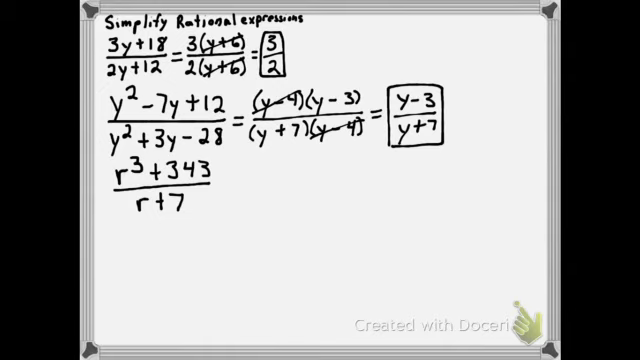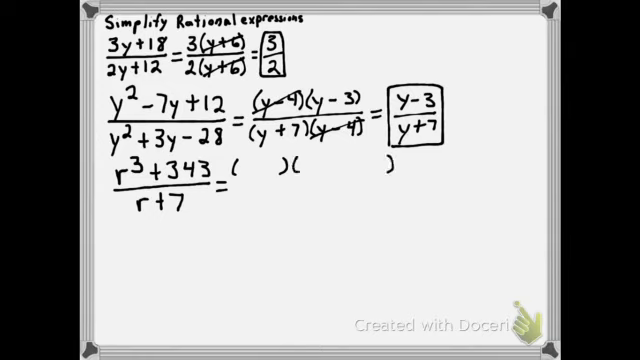So I want us to try one more of these. This time we have r cubed plus 343 divided by r plus 7. And again, before we can try to cancel stuff out, we need to make sure we factor. So we're going to factor the top and factor the bottom. On the top, we have a sum of cubes. And so if you remember, a sum of cubes factors into a binomial times a trinomial.